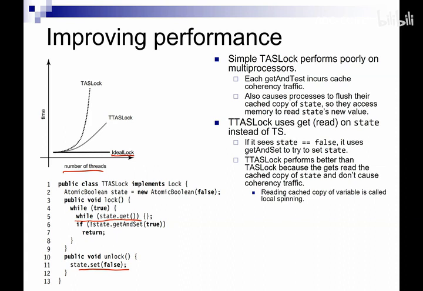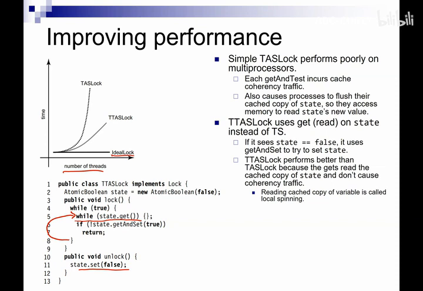I do the atomic get and set. If I am the first one, then I can enter the critical section. If I'm not the first one, then I have to go back to waiting over here. But again, when I wait, I only read, so that doesn't cause too much cache coherency traffic.